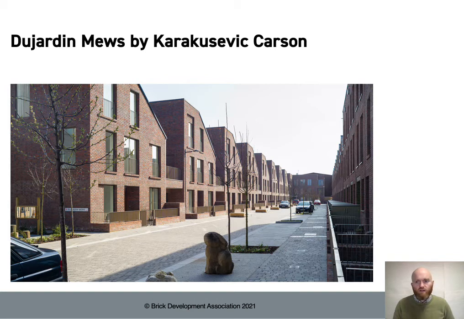So I think the key takeaway from that exercise is that it's perfectly possible to design and build something at this scale. This is Dujardin Mews by Karakusevic Carson Architects. With a little bit of thought to how the brickwork steps in and out, and the setting out in plan, we can hide movement joints where we do need them within those internal angles. And you can have something at this scale of traditional terraced housing without really having any in-your-face movement joints.